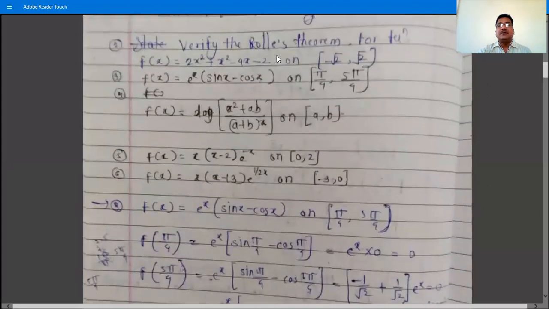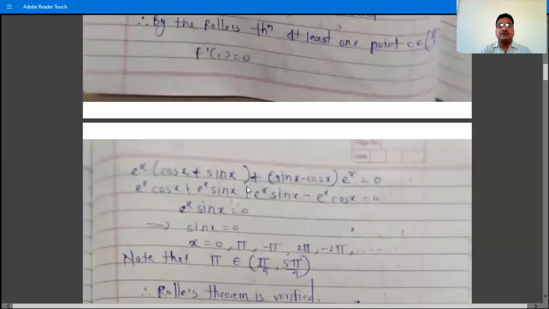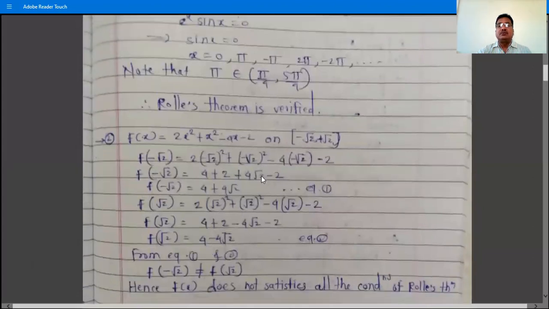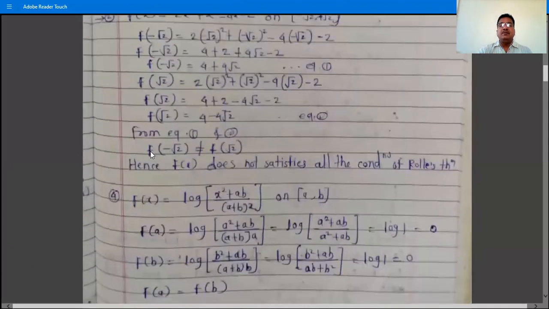Then the answer of this first question. For the second, f x is equal to 2x square plus x square minus 4x minus 2 on the interval minus root 2 to plus root 2. So find the value at minus root 2 and plus root 2. If both the values are not the same, then write that the function f x does not satisfy all the conditions of Rolle's theorem, and therefore Rolle's theorem is not applicable.